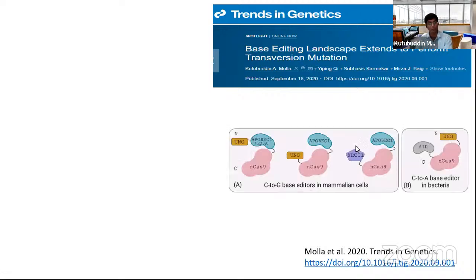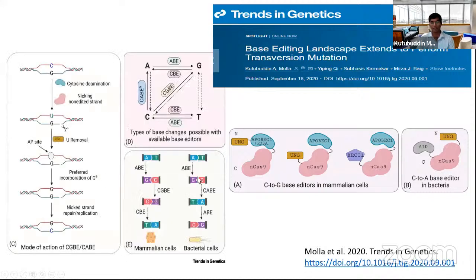But recently there are 3 reports in mammalian cells that it is possible to develop a transversion base editor, that is C2G, a cytosine to guanine base editor in mammalian cells. These are the 3 platforms that have recently been published, and we have just spotlighted or highlighted this article for Science and Genetics recently. You could go through this article to learn more about how it actually changes C to G. This is a simple pathway. I'm not going into details.